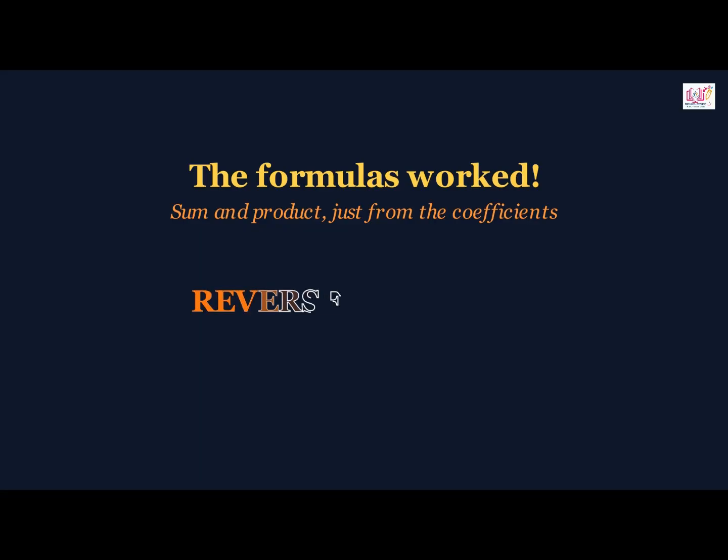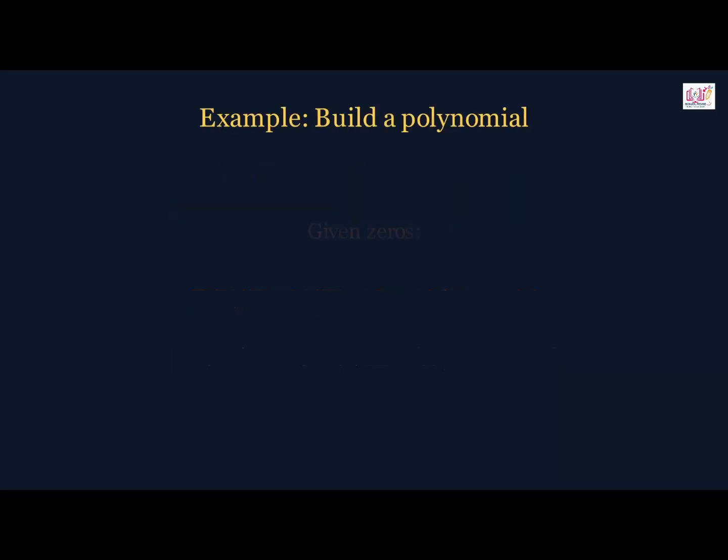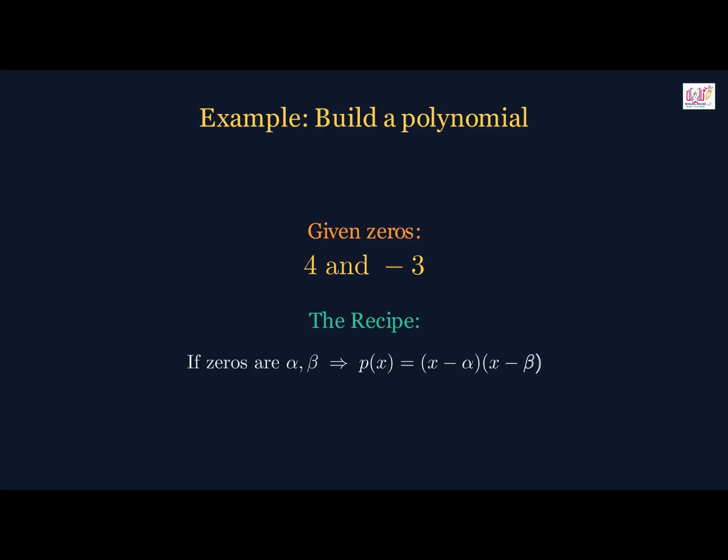We could have known both answers without ever solving the polynomial, just by looking at the coefficients. Now here is something even more powerful. We can go in the reverse direction. If someone gives you the zeros and asks you to write the polynomial, you can do it instantly. For example, suppose someone tells you the zeros of a polynomial are 4 and minus 3.